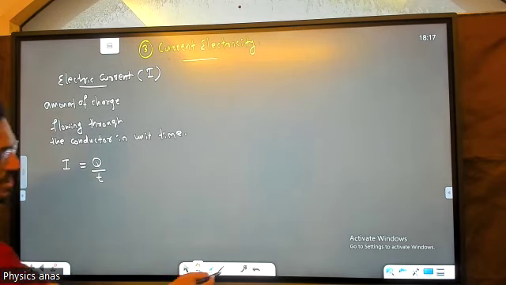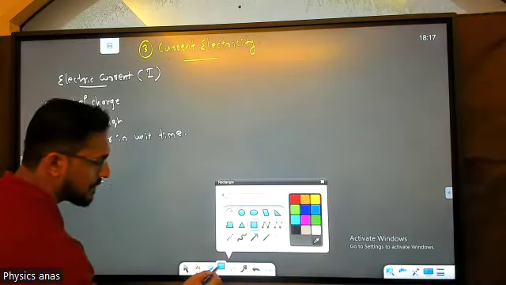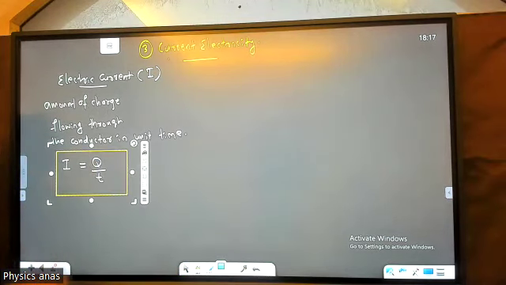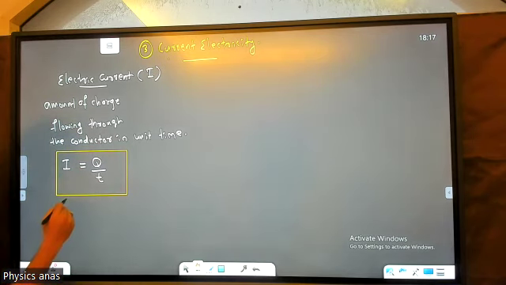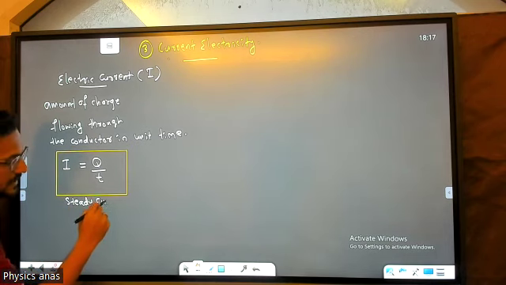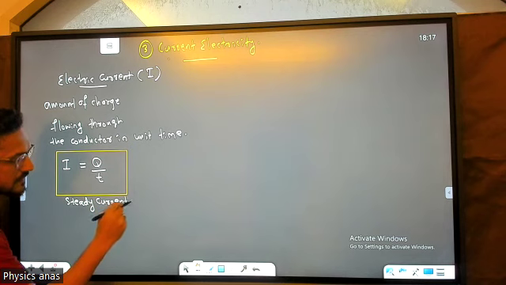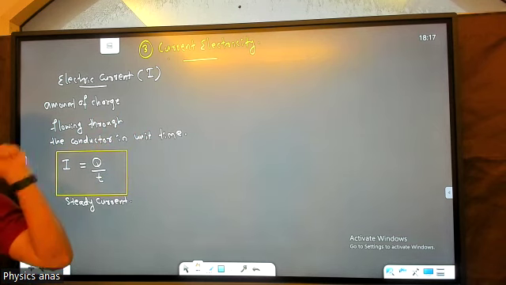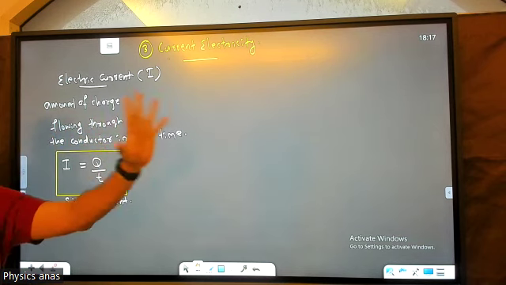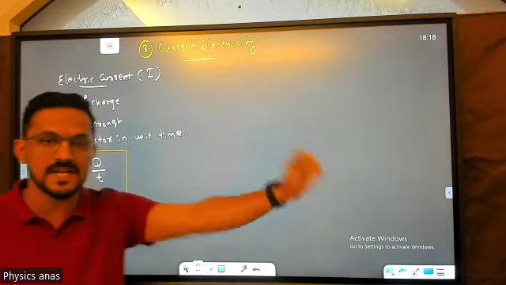That will be what? Charge by time. Current is the charge by time. That's the equation. Got it? So current has an equation, charge by time. This is actually the equation for steady current. What is this steady current? What is the meaning of steady current? The flow of charge is steady. If the flow of charge is steady, then the current will be steady current.